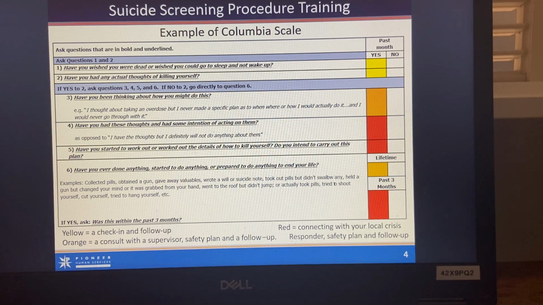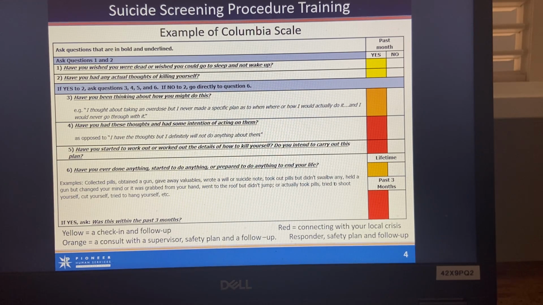If a client is in the red and they cannot complete or follow through with any type of safety plan in place, this will then mean that one will have to connect with the local crisis responder, because outside help will need to be included. That outside help may include transportation of that individual to a hospital. In the procedure, it goes into greater detail with regards to what is to be done.